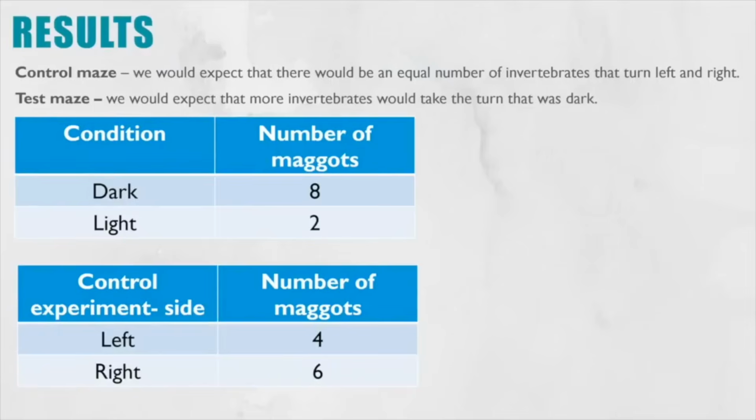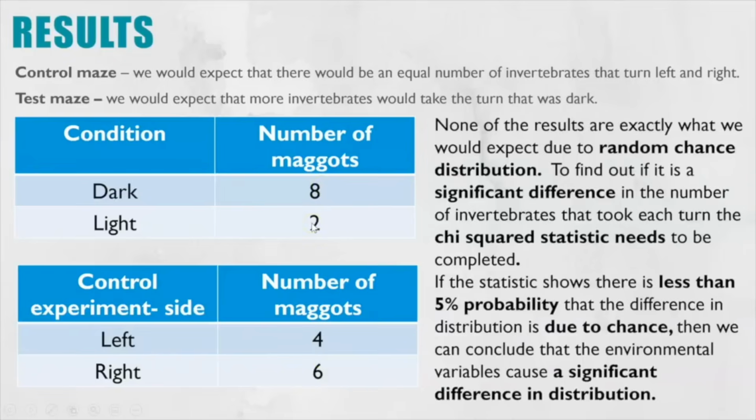So the results then, when I've done this experiment, here are my results for the control and for the test maze. And as I said, the control maze we would have expected to have had exactly half and half. So I used 10 maggots, so I would have expected 5 in the left, 5 in the right. Didn't quite get that. In my test maze, 8 went into the dark and 2 went into the light. So none of these results were exactly what I expected, because I expected all would go to the dark and I'd have 50-50 left and right in my control.